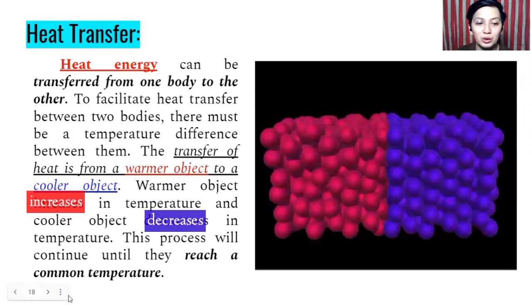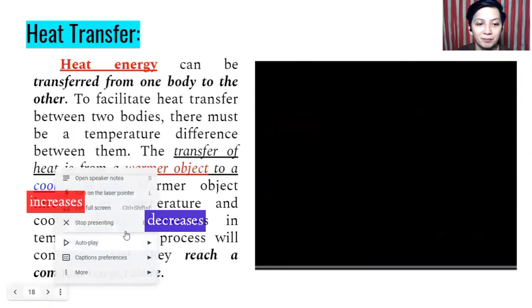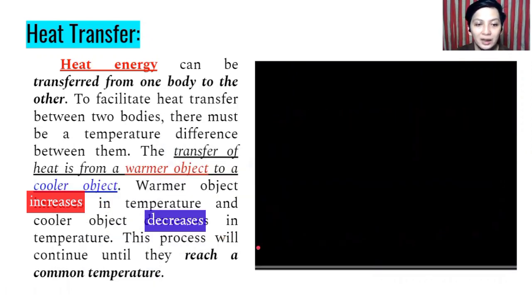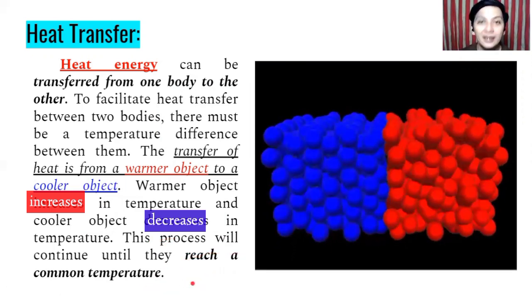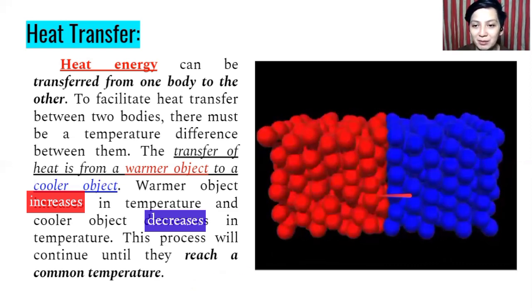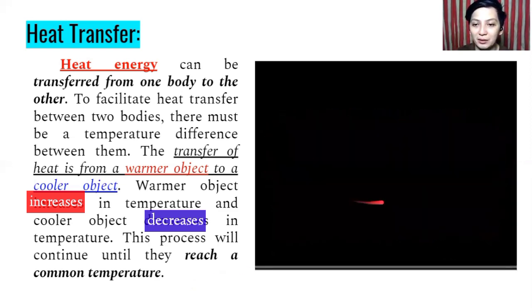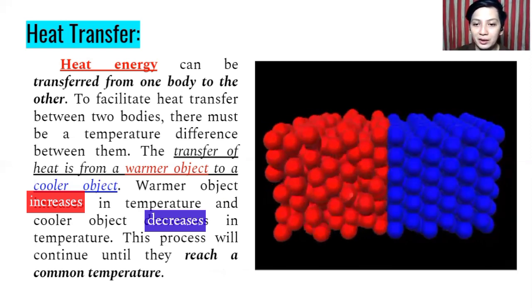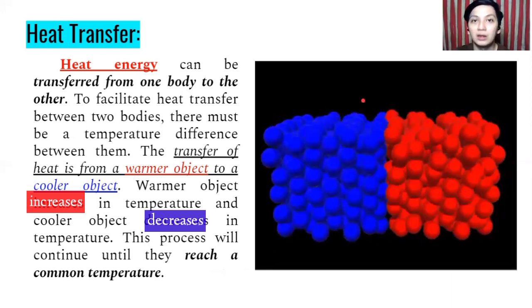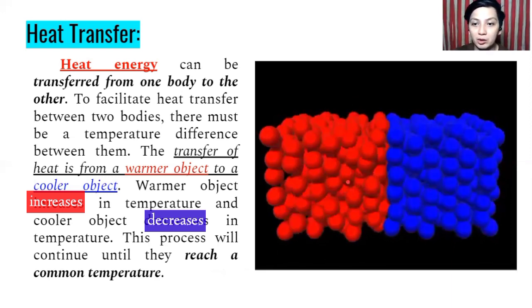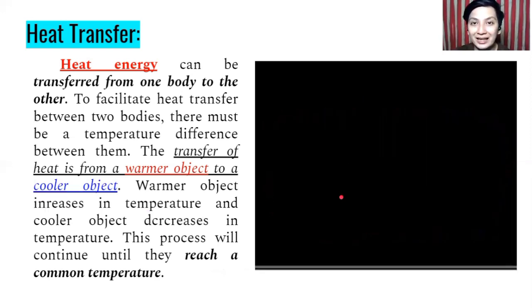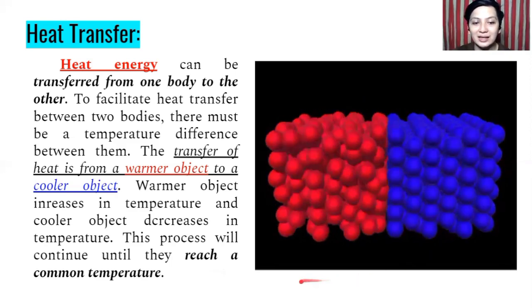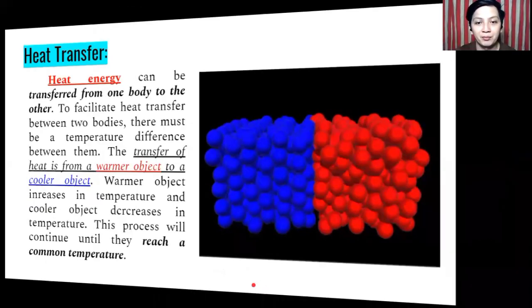So this process will continue until what? It reaches what? The process will continue until they reach a common temperature, which is the thermal equilibrium, like this. Okay, look at this illustration here. So warmer, hotter objects will go up, meaning to say it increases the temperature, and then colder object decreases the temperature. So kapag yan ay nagpantay na, uminit na siya parehas, that is now the thermal equilibrium.